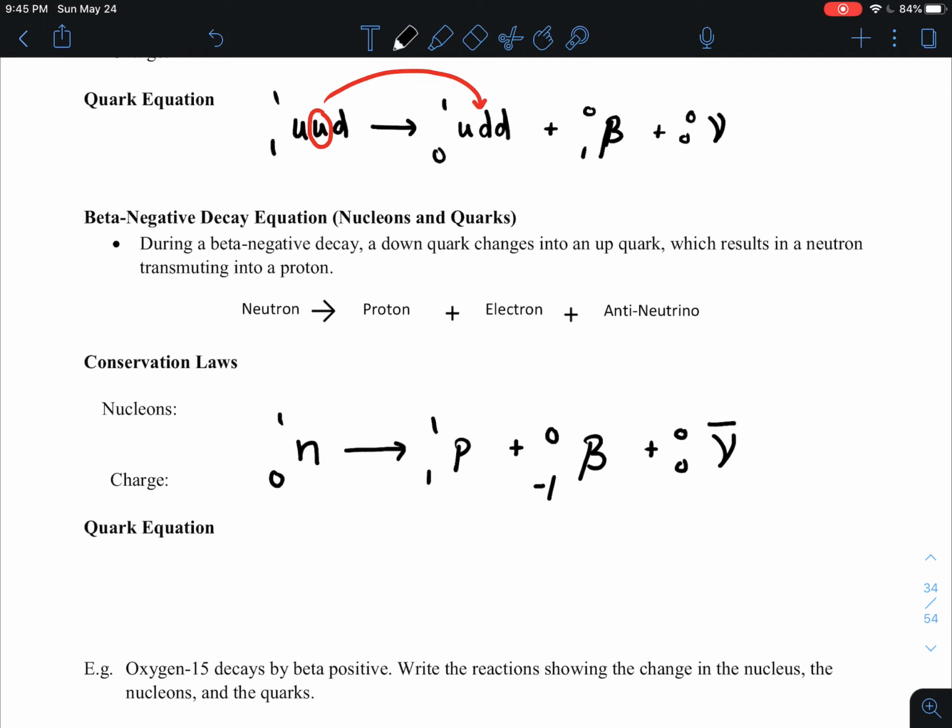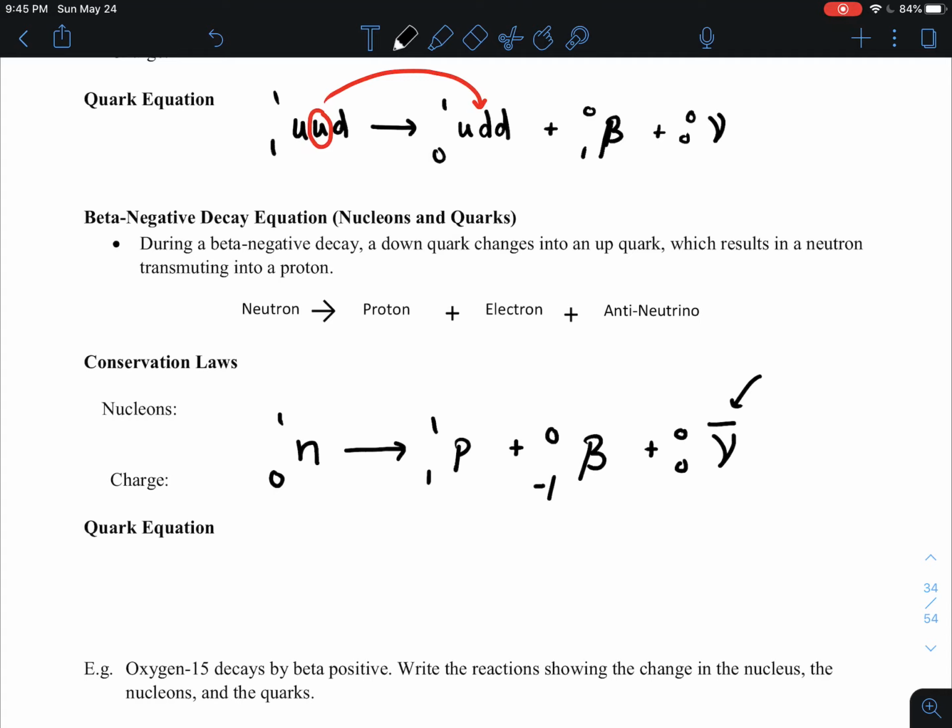anti-neutrino. And the way I remember when it's a neutrino and when it's an anti-neutrino is that this anti symbol kind of looks like the negative sign. So an electron and anti-neutrino always go together. A positron and a regular neutrino always go together.